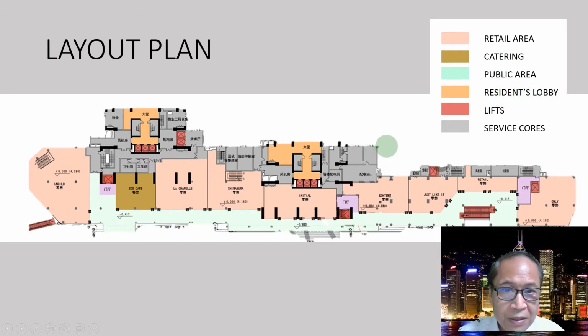For this case, the upper part of this shopping center is a residential block. So we have a residence lobby here, and the residence lift, which is in deep pink color. And the service core goes in gray color. It's always the service core. It contains the air-conditioning room and the electrical room here.